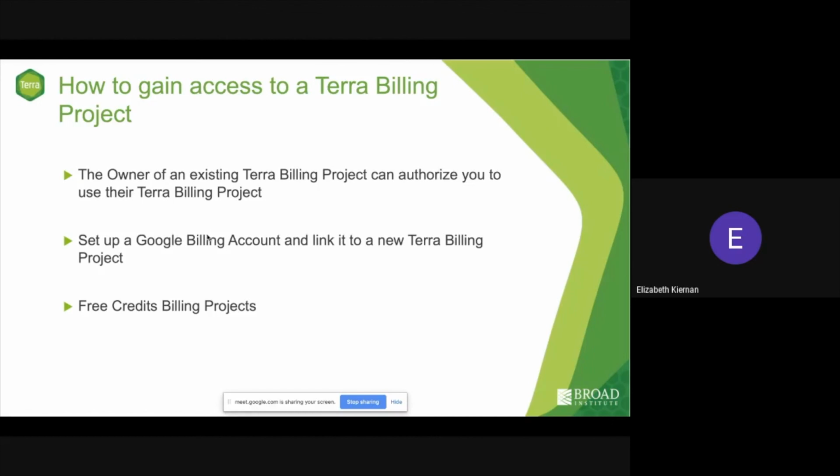That automatically generates a billing project. And in case the name of that billing project looks confusing, they're automatically generated billing project names. So they start with the letters FCC and then have some random words. So if you see that in the list of your billing projects, that's your free credit account.